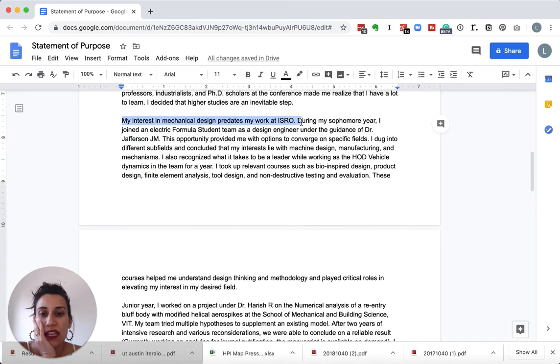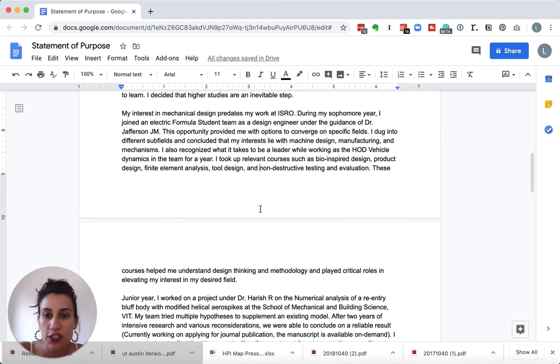My interest in mechanical design predates my work at ISRO. During my sophomore year, I joined an electric formula student team as a design engineer under the guidance of Dr. Jefferson J.M. The opportunity provided me with options to converge on specific fields. I dug into different subfields and concluded that my interests lie with machine design, manufacturing, and mechanisms.